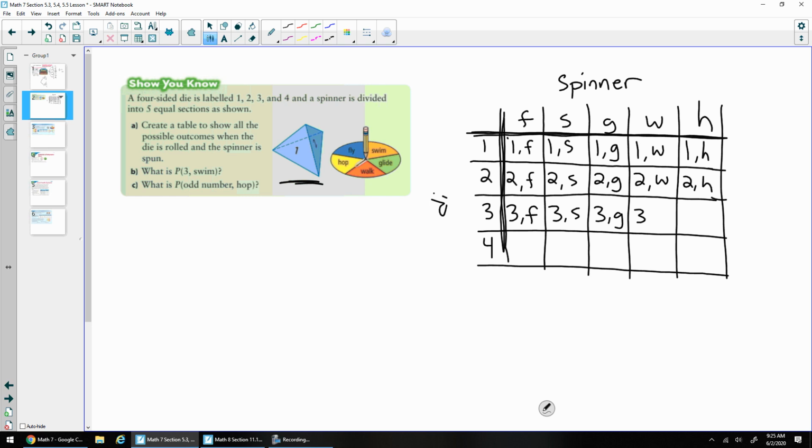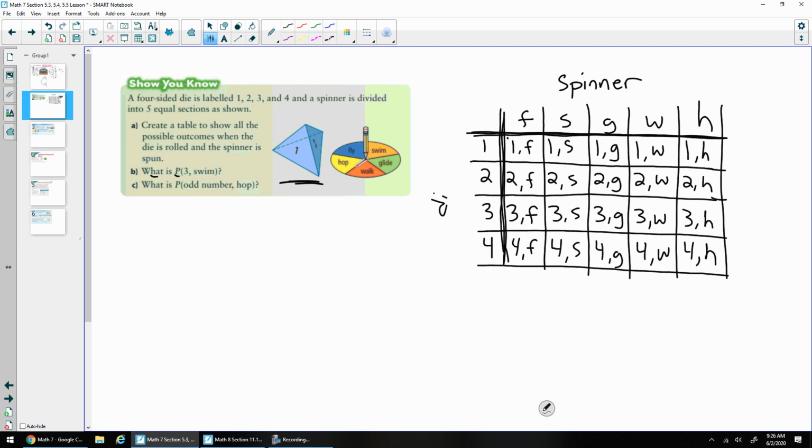This is a really nice way when you have 2 events happening. A table is a really nice way to see the whole sample space. So you could have a 4 and fly, 4 and swim, 4 and glide, 4 and walk, 4 and hop. And here we see all of our possible outcomes.